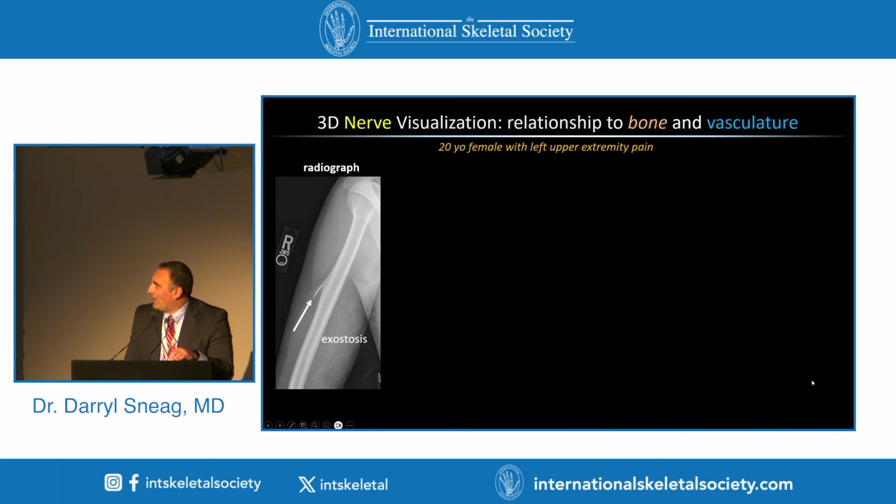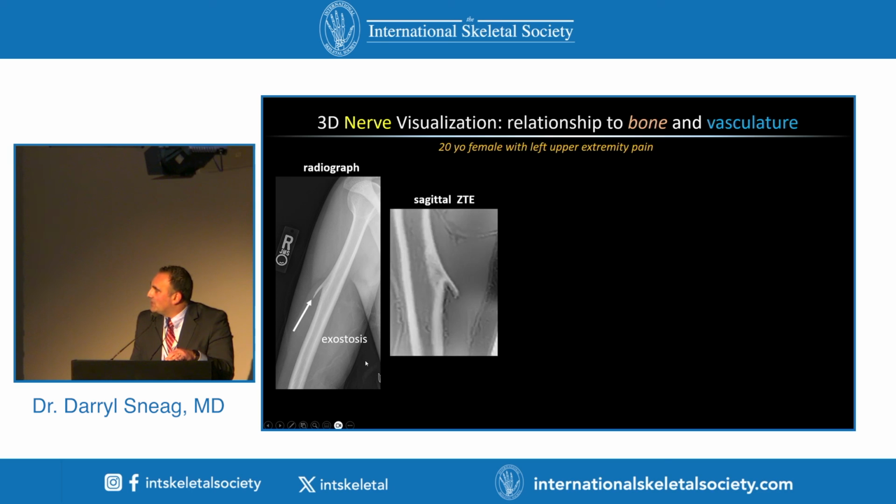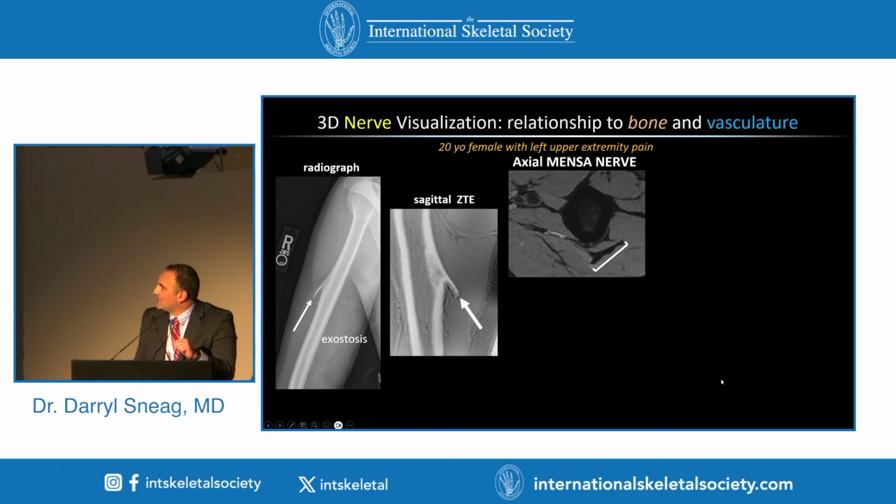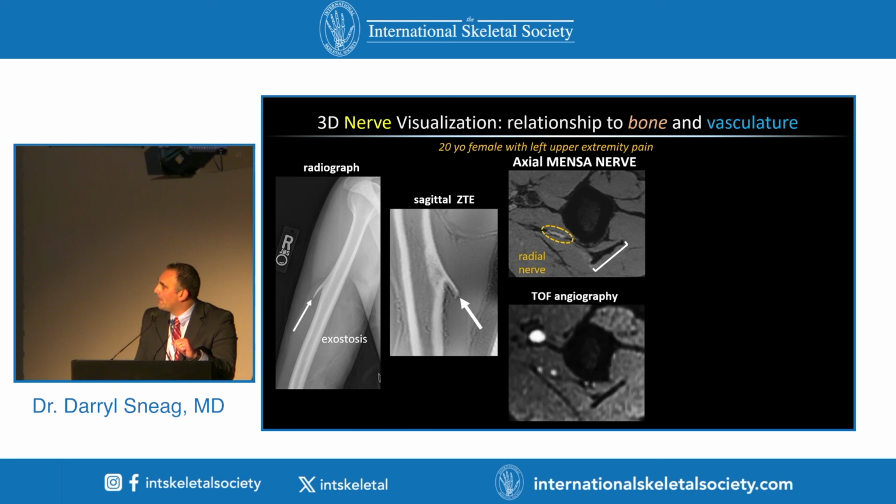I lied. One more case. So this is also just another way you can use these renderings to help with preoperative planning. Here's a 20-year-old woman, left upper extremity pain. You can clearly see on the radiograph an exostosis. She went for MRI. They wanted to understand the relationship of the exostosis to neurovascular structures. So here with the axial MENSA, we can nicely see the exostosis. There we see the radial nerve.